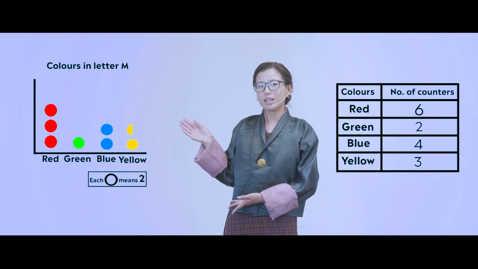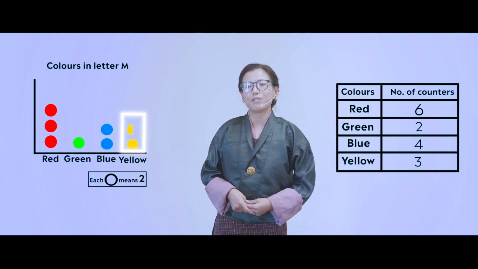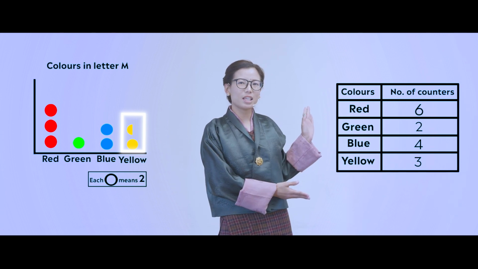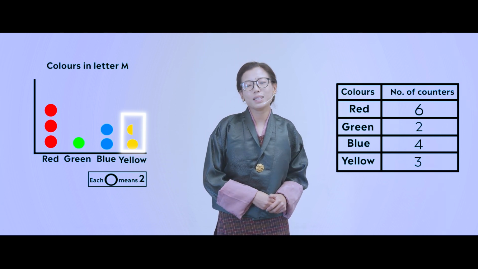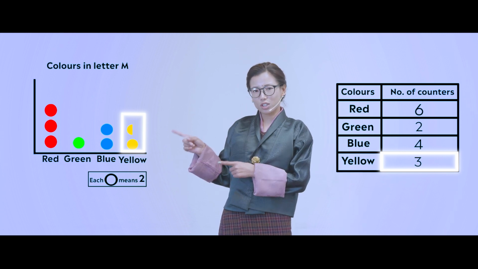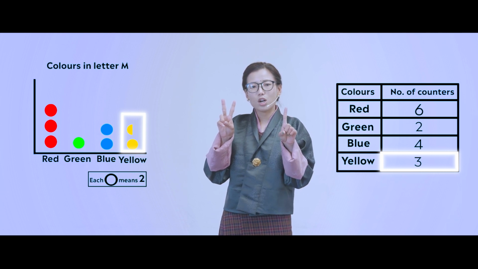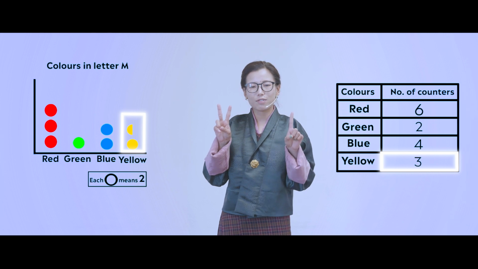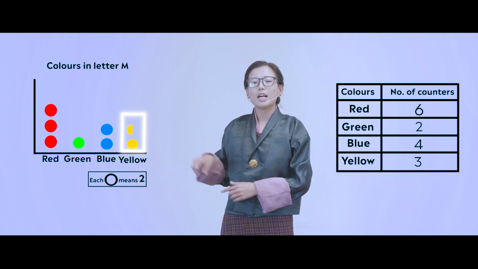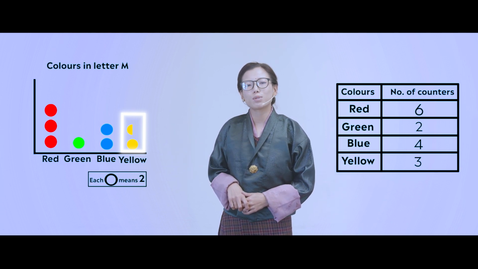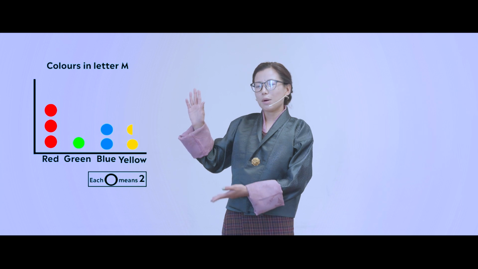Now let us look at the yellow color, which is half. You can see a half circle there, isn't it? Why do you think it is half? Let us go back to the table and see how many yellow counters were there. There were 3 yellow counters. So 1 circle represents 2 counters, and to represent 1 counter, we need to make the circle into half. So that's why in the yellow you see that there is 1 circle and a half circle, which shows a total of 3 counters. So that is all about a pictograph.